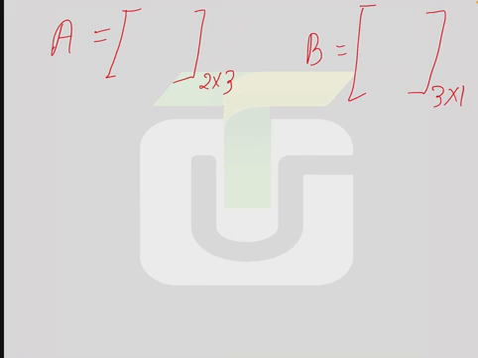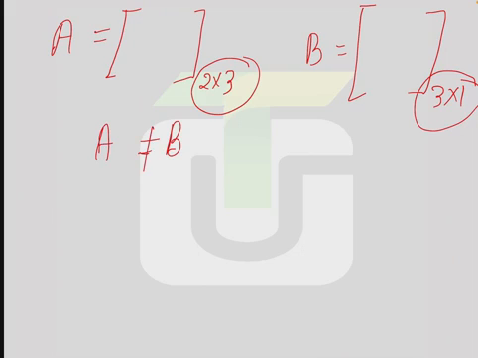Okay, so then we can't say that these two matrices are equal, because the order of first matrix is 2 by 3 and the order of second matrix is 3 by 1, right? Order is not same, correct? Order is not same. So therefore we can't say that A is equal to B, right? That means A is not equal to B, correct?